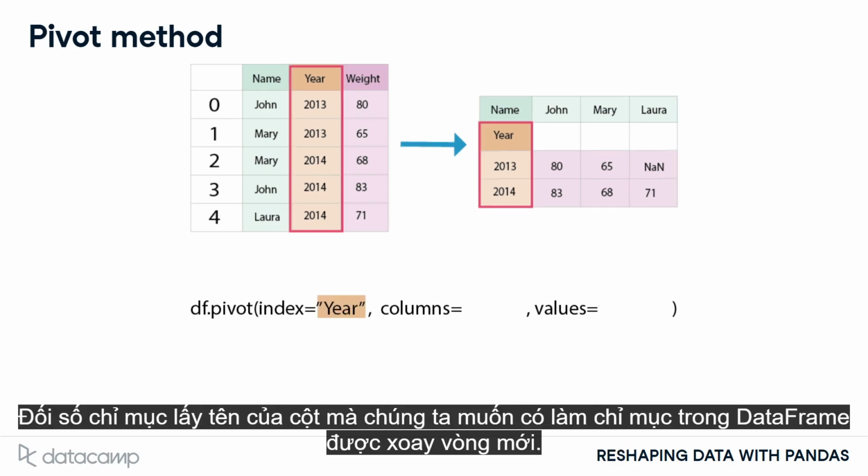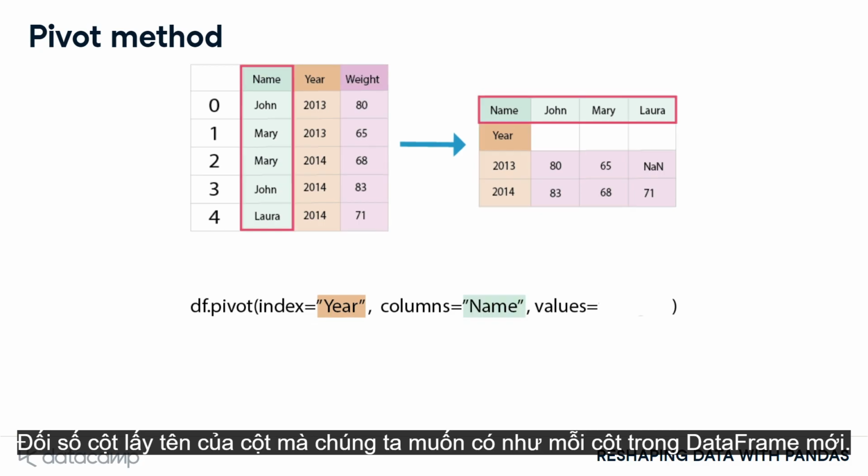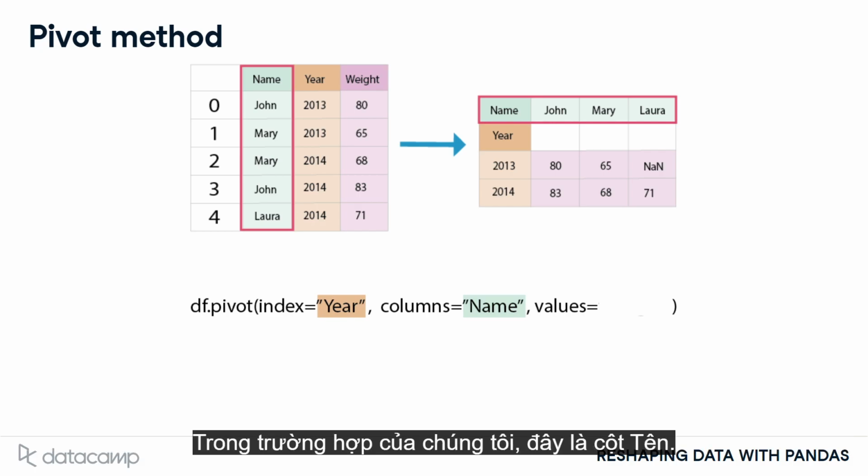The index argument takes the name of the column we want to have as an index in the new pivoted data frame. In our case, we want the column year to be our new index. The columns argument takes the name of the column we want to have as each column in the new data frame. In our case, this is the column name.